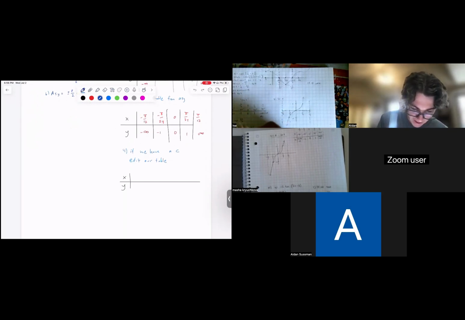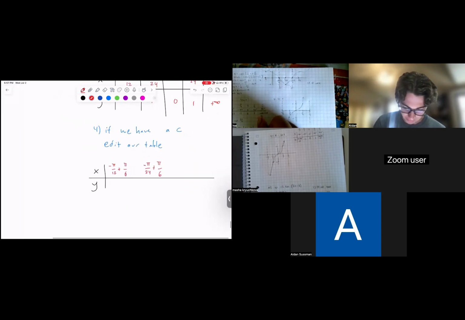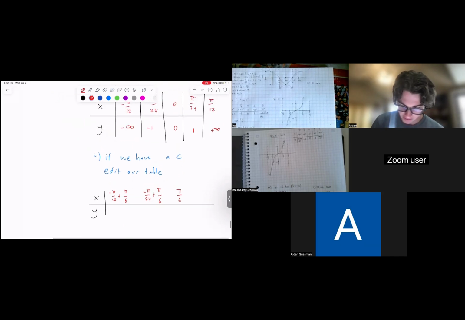So we don't start here. We actually start at negative pi over 12 plus pi over 6. And then right here, it's negative pi over 24 plus pi over 6. And we keep doing this for all of our values. We add pi over 6 for all of them. So this one is 0 plus pi over 6. That's just pi over 6. And this one is pi over 24 plus pi over 6.